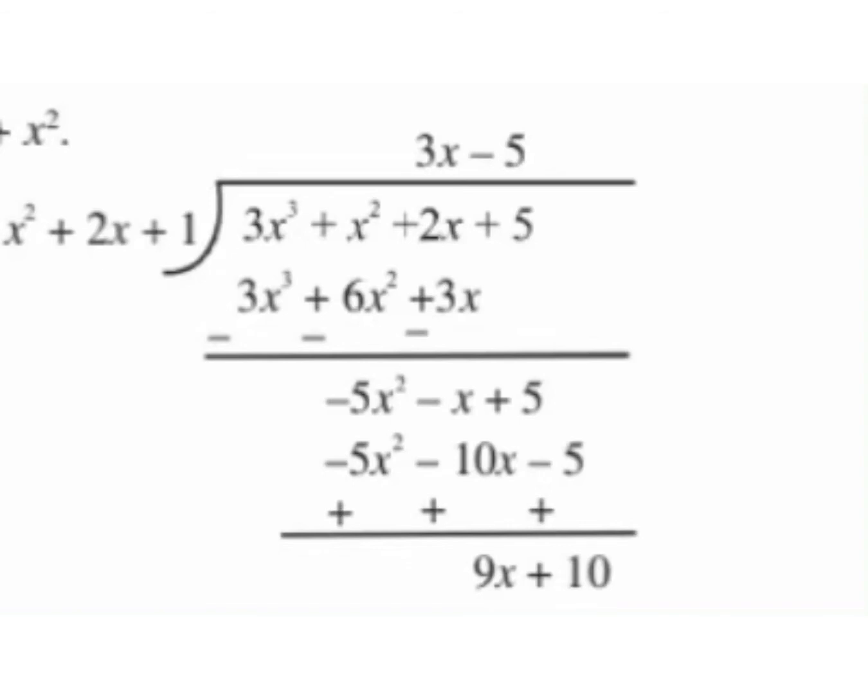We can't carry out the process further as 9x is having power 1. And the divisor polynomial x square plus 2x plus 1 is having power 2.